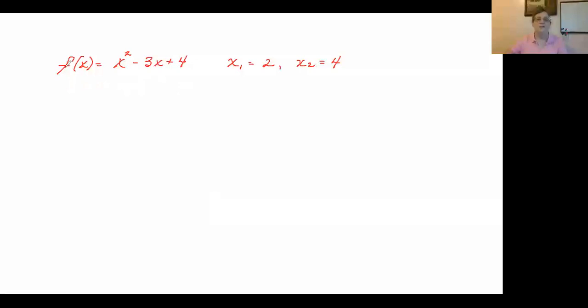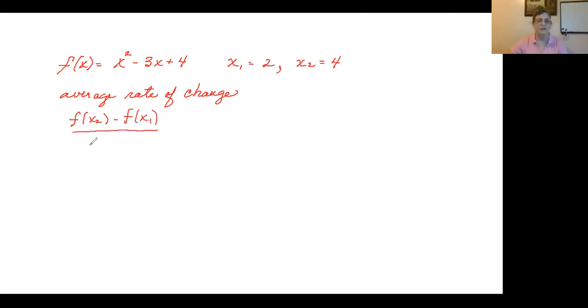Let's say we've got a function f of x equals x squared minus 3x plus 4. And they want us to find the average rate of change from where x is 2 to x is 4. So the average rate of change is going to be f of x2 minus f of x1, just the difference between your y values, over x2 minus x1.